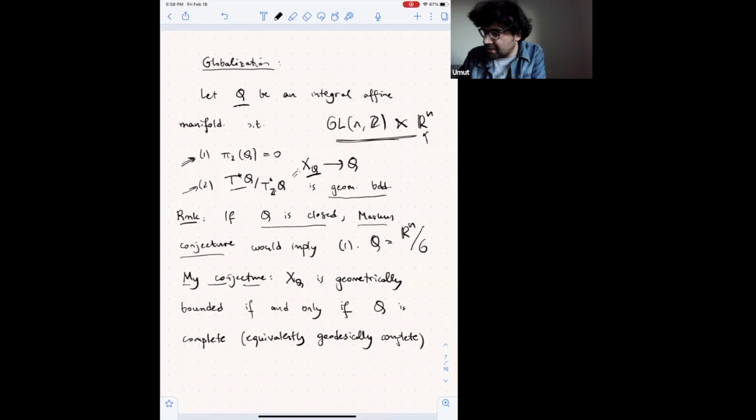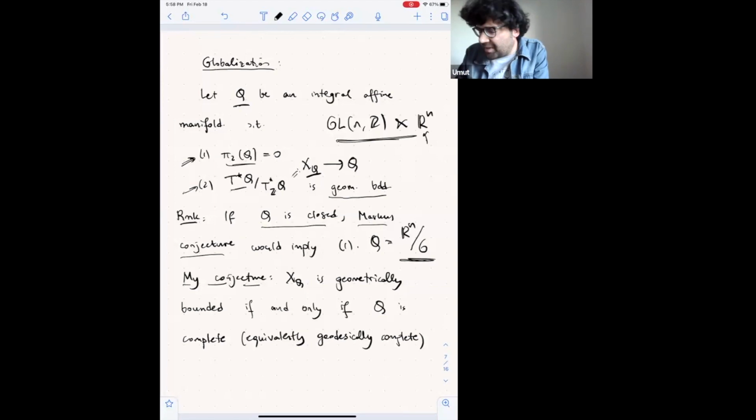And Markus's conjecture says that if you're a closed integral affine manifold, then you have to be complete. And if you're complete, of course, if you're of this form, then this pi_2 condition is automatically satisfied. So that's not such an unnatural assumption.